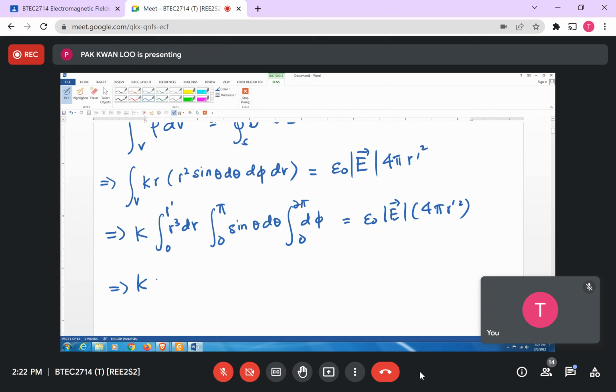So k, this is r to the power 4 over 4, ranging from 0 to r prime. Here it is going to be 2, right? The evaluation of sine theta from 0 to pi gives the value 2. For d phi, the value should be 2 pi.